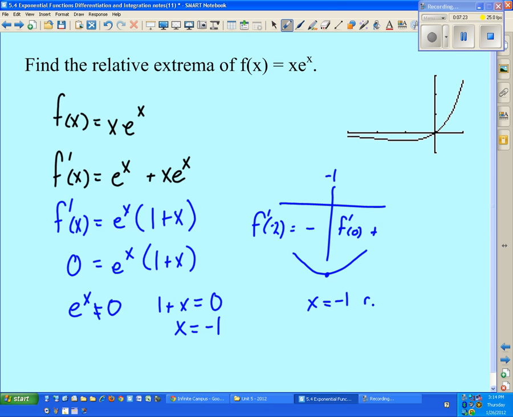And so if you have any questions about these, come to class, be prepared to ask about them, and we will talk more about it. And you can see that at x equals negative 1 would be a relative minimum. But we'll talk about these.